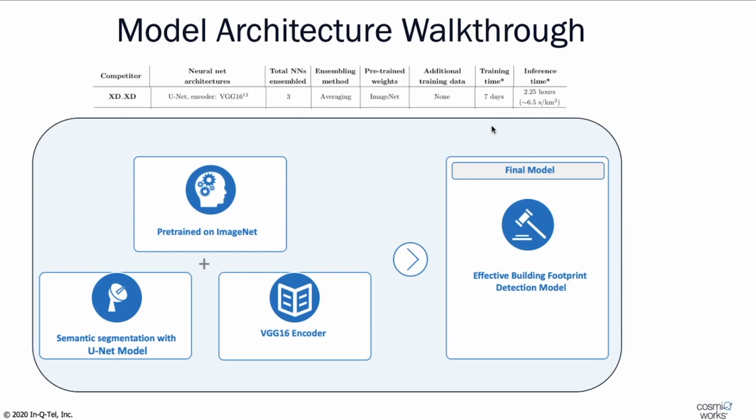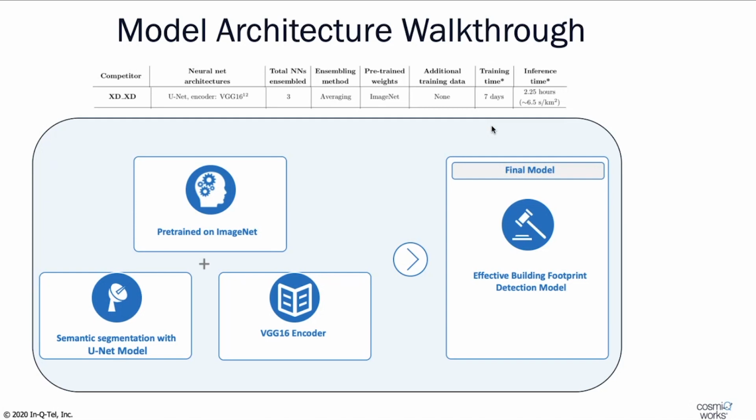XDXD used a UNet model, which is popular in computer vision nowadays. And he used a VGG16 encoder pre-trained on ImageNet. So this ended up being an effective building footprint detection model. So why did he use UNet?